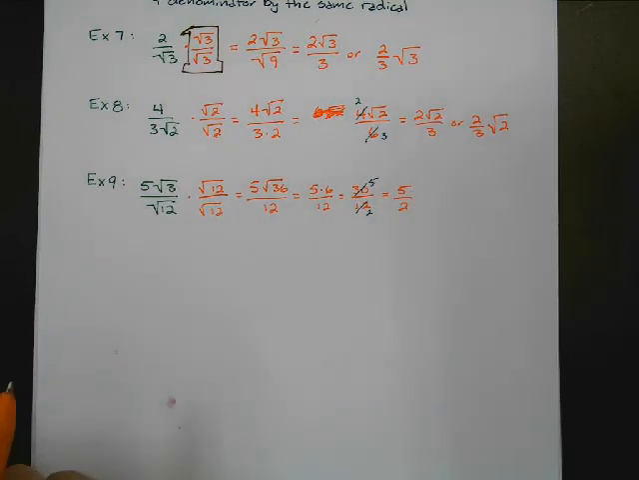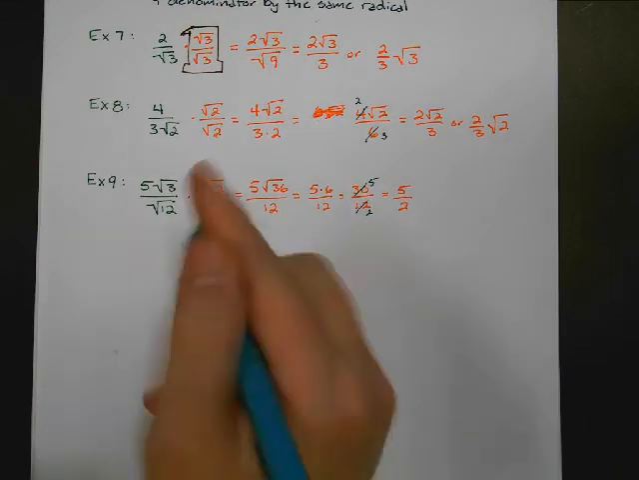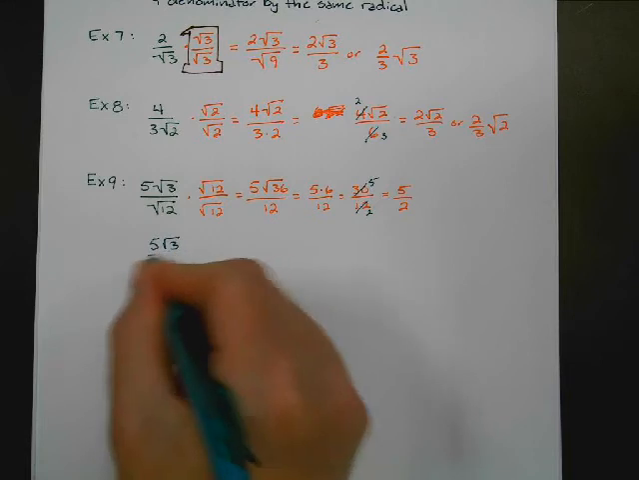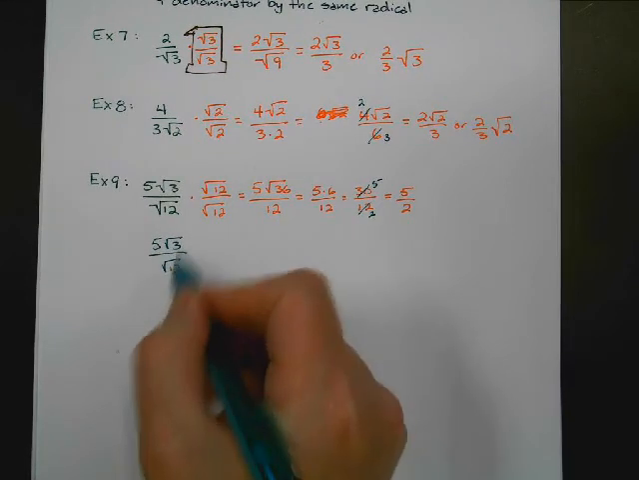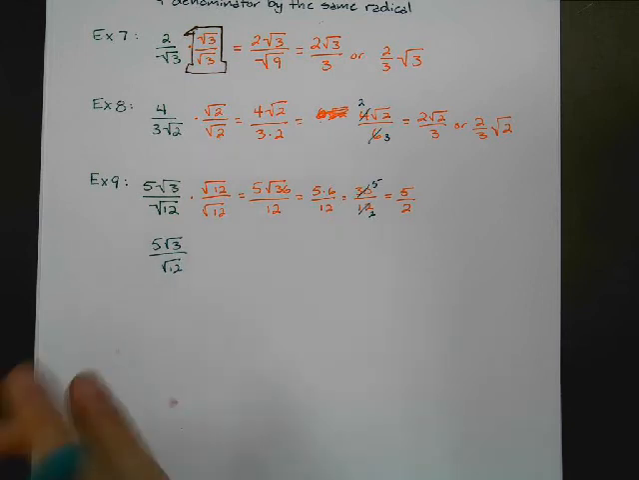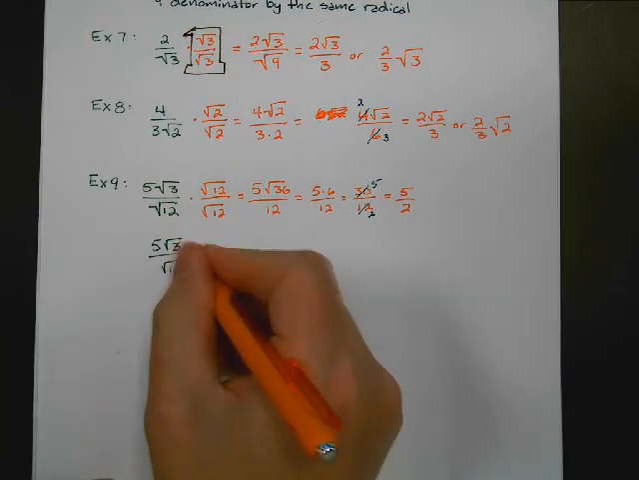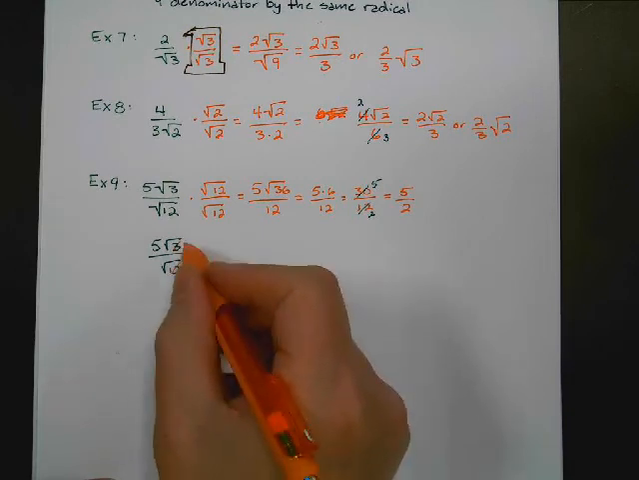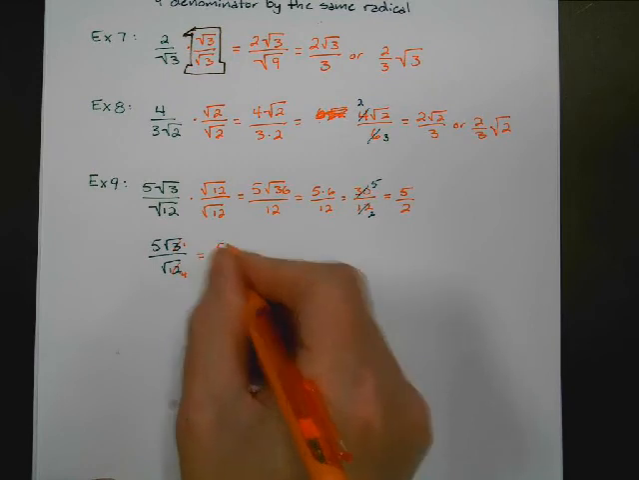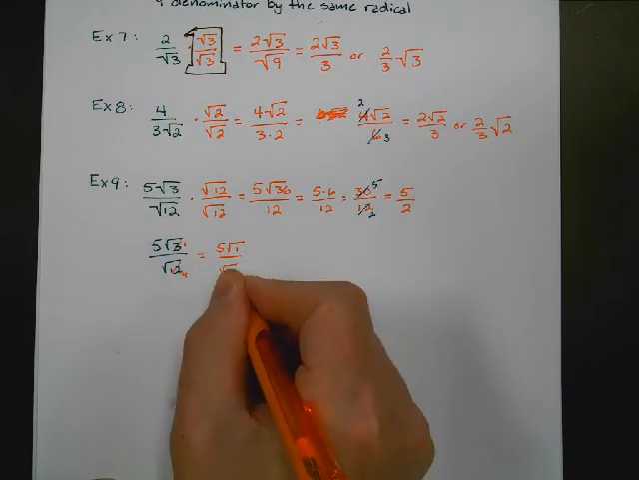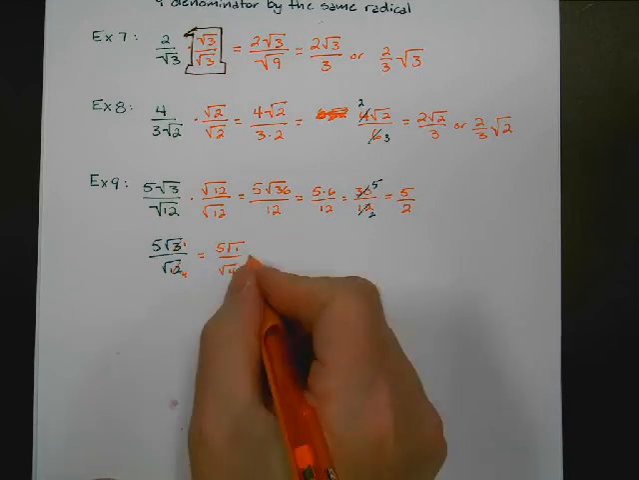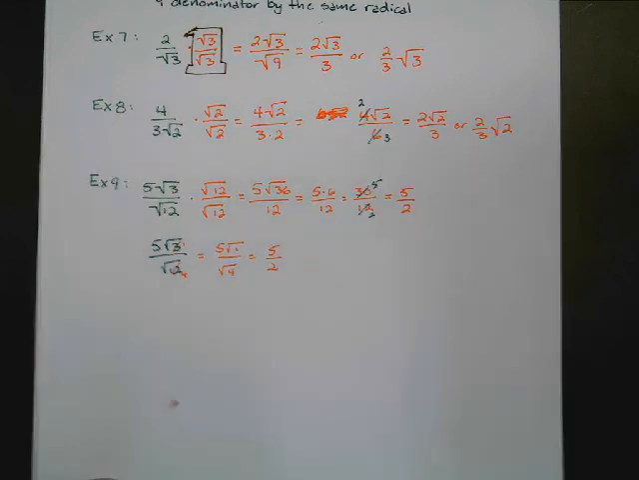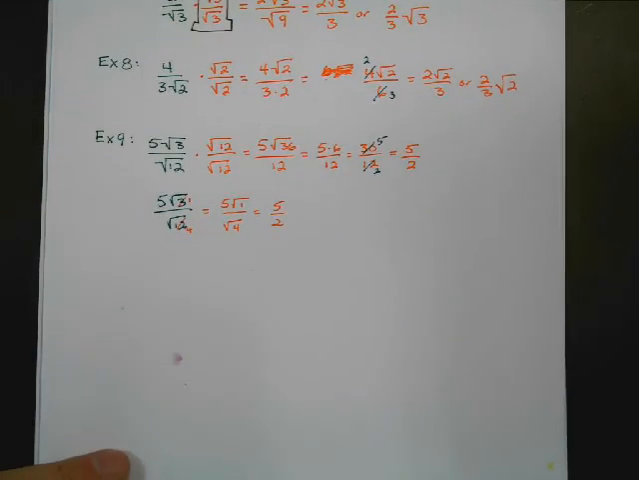Could I have done it another way? Yes, you could have. You could have just said, okay, this is 5 root 3 over root 12. These two are radicals. You can reduce a radical with itself. 3 over 12 reduces to 1 over 4. So I get 5 root 1 over root 4. Root 1 is 1, so I get 5 times 1. And root 4 is 2. I get the same answer. A little bit quicker that way.